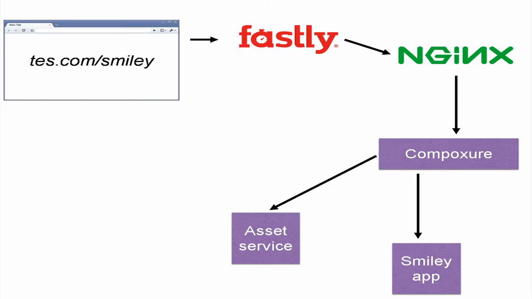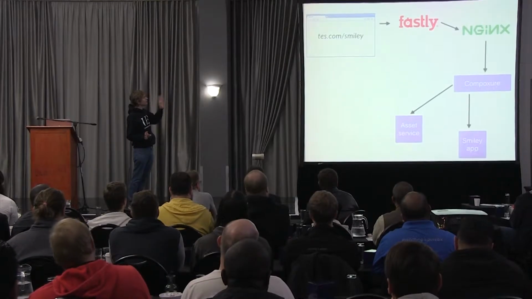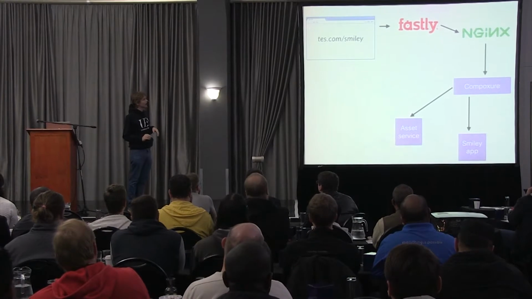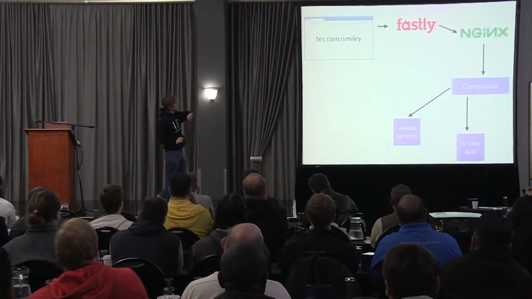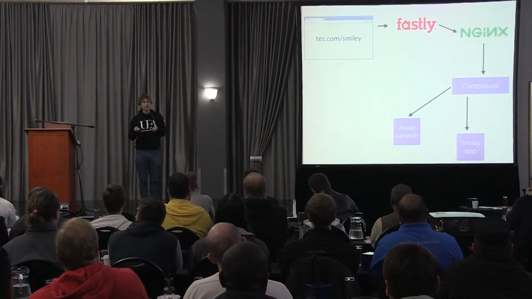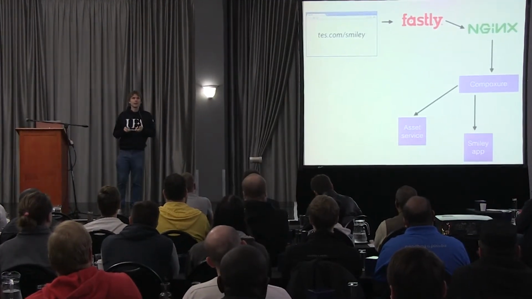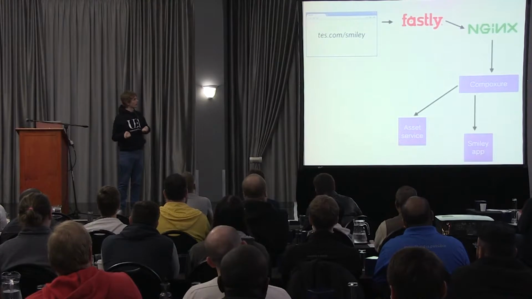Okay, let's say we wanted a really simple page that on Tez.com is going to show us a smiley face. So the full stack that it goes through is first it's going to go through Fastly, which is a cache and CDN. Don't worry about that too much. It's going to go via Nginx, which does our routing. And Nginx is going to know whether something is going to care about going to Tez Composer or not.